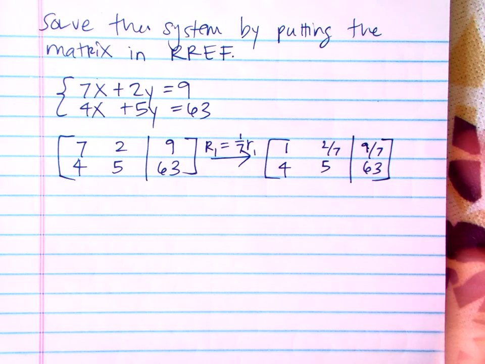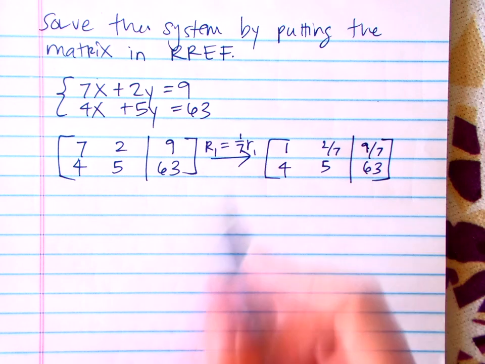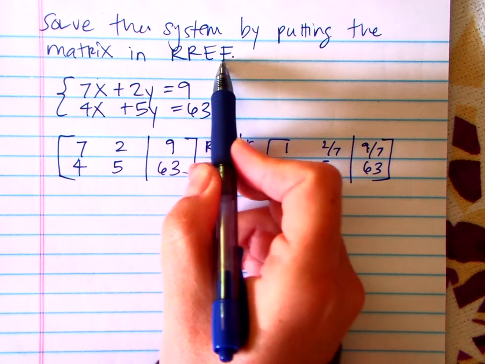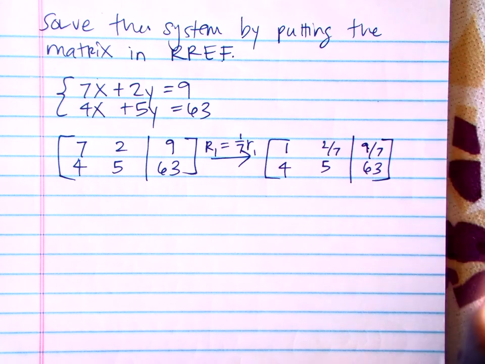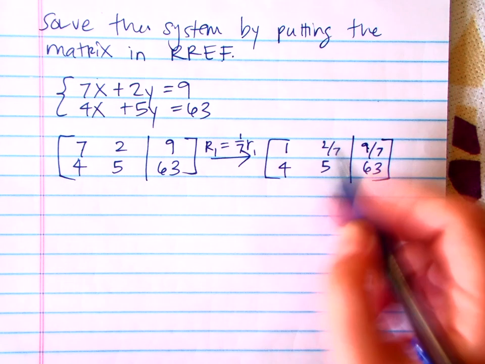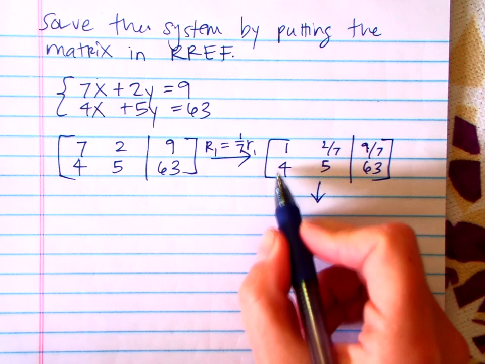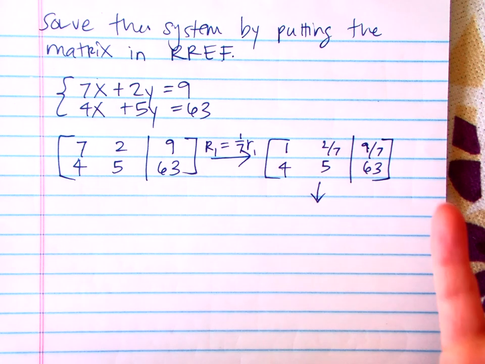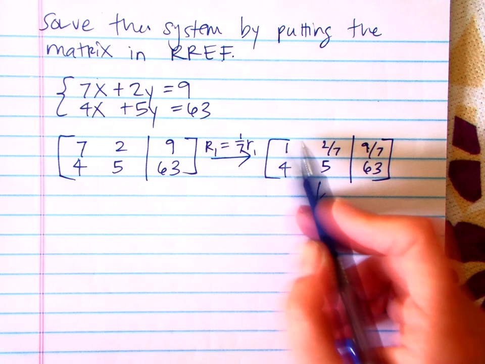Now, here's where we go back to those other rules. Now we want zeros below the first entry. So for reduced row echelon form, our new first step is to make sure the first entry is a 1 before we start putting zeros in below it. So now how can I turn this 4 into a 0? I can't divide by anything for that to happen. That means I need to reference another row.